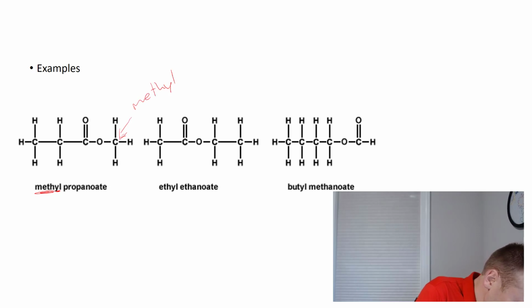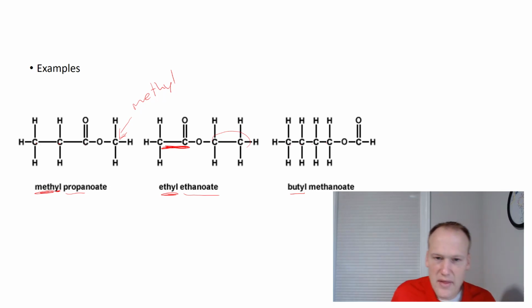And then the side with the double bonded oxygen has 3 carbons. So that's propane, and we change the ending to OATE. So this is methyl propanoate. If we look here, the side without the double bonded oxygen has 2 carbons, so that's ethyl. And the side with the double bonded oxygen also has 2 carbons, so that's ethanoate. And then finally here we have 4 carbons in the non-double bonded O side, that's butyl, and then we only have 1 carbon on the double bonded side, so that's methanoate.